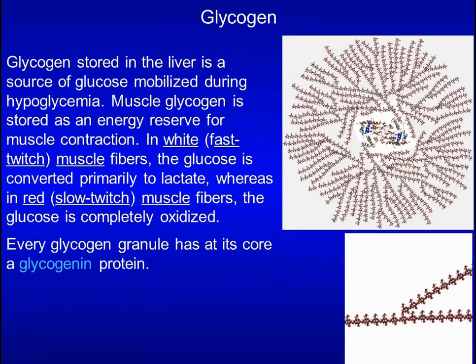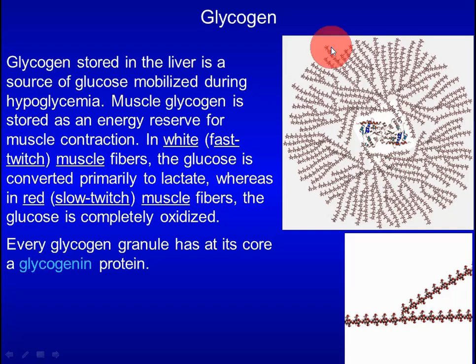Glycogen stored in the liver is a source of glucose for the whole body. Muscle glycogen is stored as an energy reserve for muscle contraction. In fast-twitch muscle, glucose is converted primarily to lactate. In slow-twitch muscle, glucose is completely oxidized to carbon dioxide.